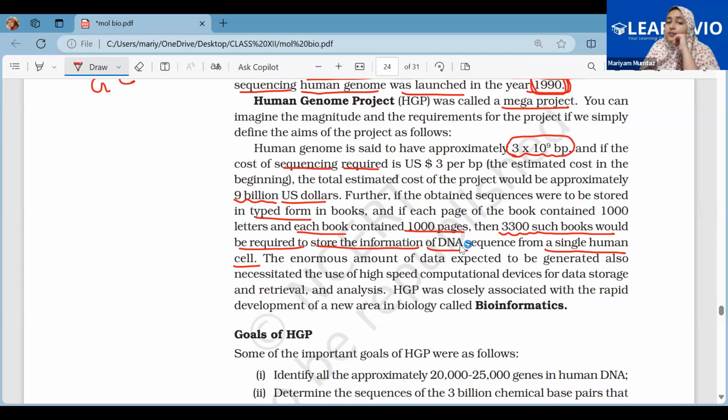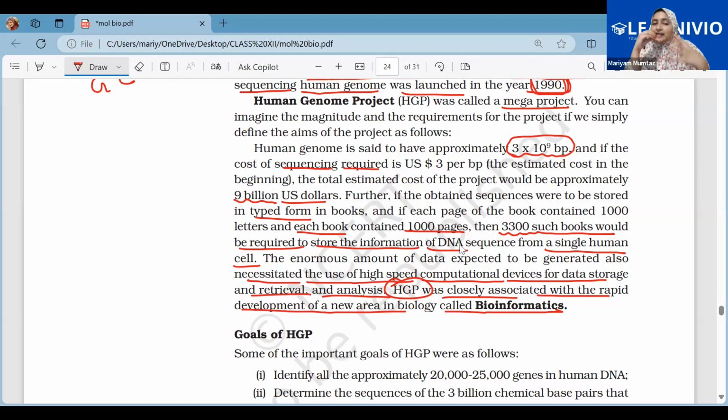Now, the enormous amount of data expected to be generated also necessitated the use of high-speed computational devices for data storage and retrieval and even analysis. So, the Human Genome Project was closely associated with the rapid development of a new area in biology, that is bioinformatics. So, this was the basic, you can say, ideology that went into the Human Genome Project.